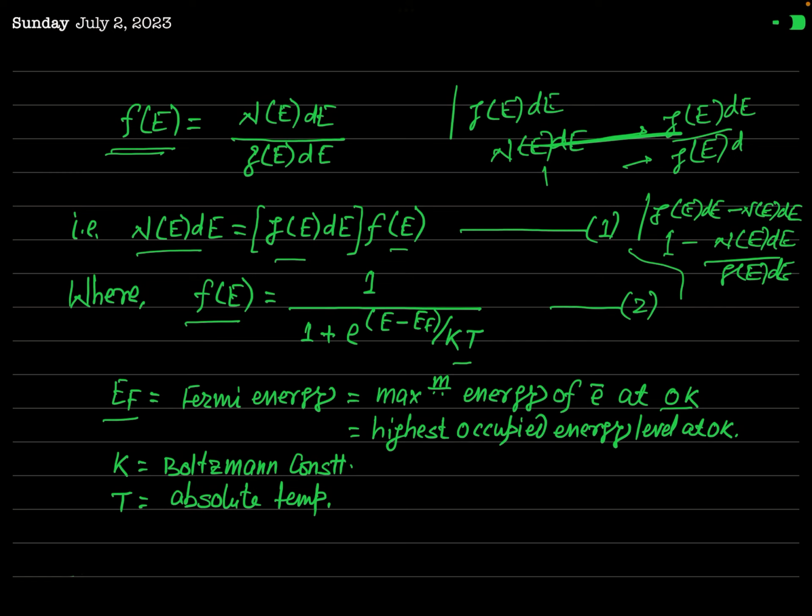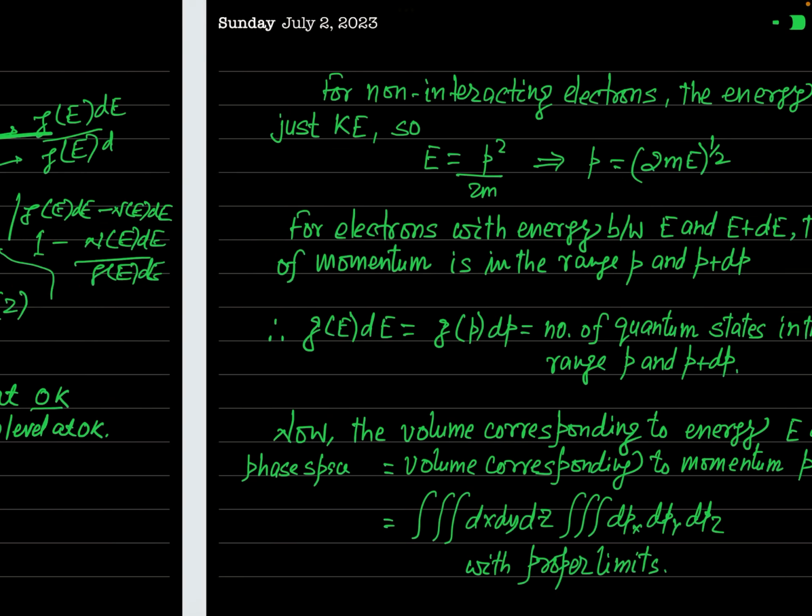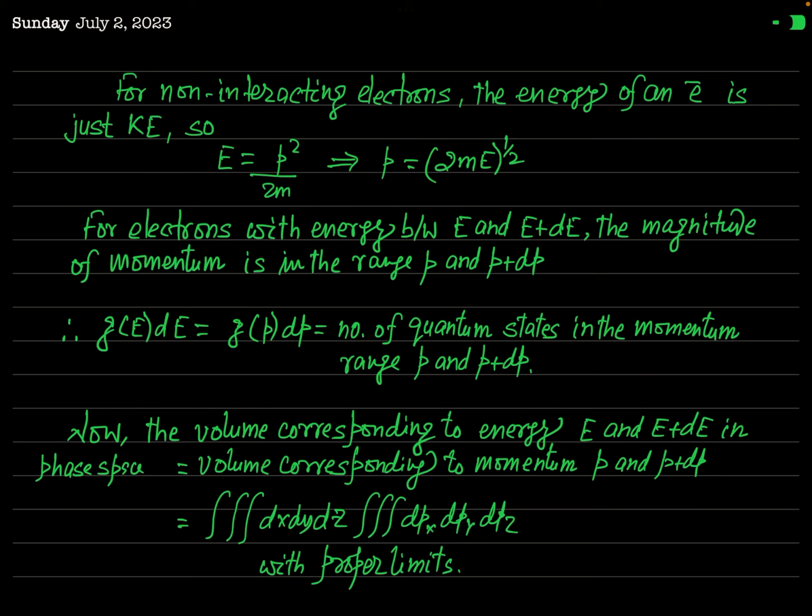Okay? Now, as I have told you, in Sommerfeld theory, electrons are treated as free. Free means free from potential, free from force. And if you are talking about a free particle, a free particle has no potential energy. We simply take its potential energy as 0.